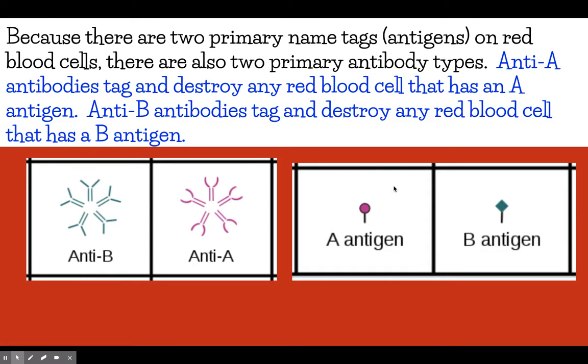There are, again, two primary name tags that result in those four blood types. Here are the name tags, A antigen and B antigen. And the antibodies really match up with those two. So anti-B antibodies bind to and kill any cell that has a B antigen.